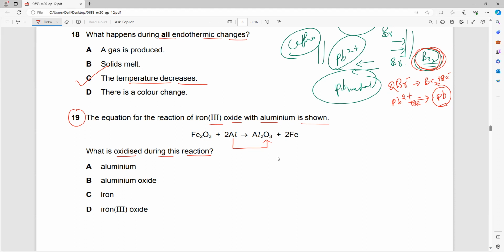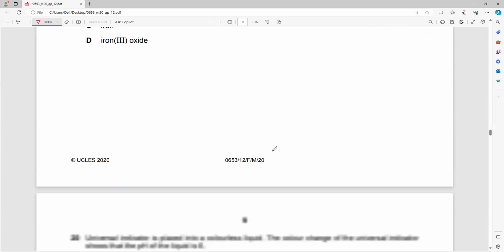Substance going to oxidize means addition of oxygen. So to whom are we going to add oxygen? Aluminum. Understand? Aluminum is going to turn into aluminum oxide, oxidation. So the substance which undergoes oxidation is aluminum. Clear, guys? All of you?